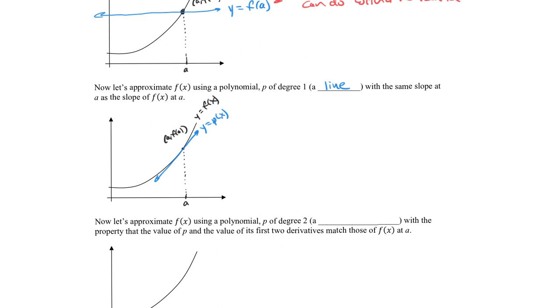So basically what we've got here is this: p of a equals f of a. So our line at point a is the same as the function at point a, and also the derivative is the same.